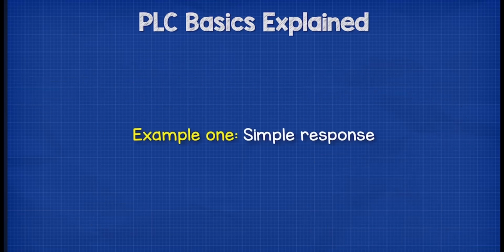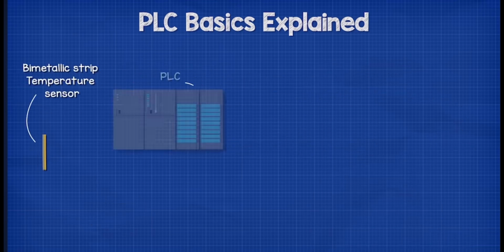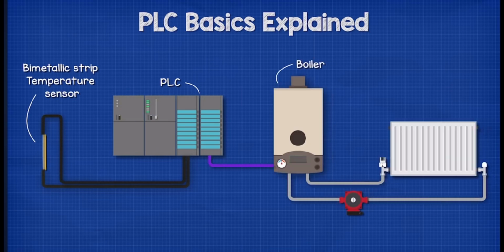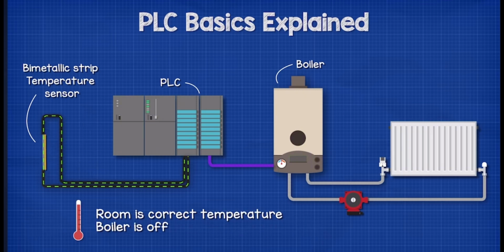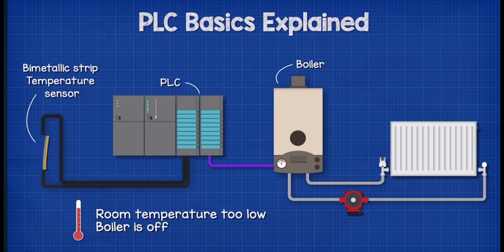Let's see an example of a simple response. We have a bimetallic strip sensor, a PLC, and a boiler. The bimetallic strip bends as it becomes hot and cold. We can use it to detect if the room is at the desired temperature, and from that control the boiler. When the room is at the correct temperature, the circuit is complete and the PLC receives a signal, so the boiler is off. When the room temperature drops, the circuit is no longer complete, and the PLC detects this change on the input. It reacts by sending an output signal to turn the boiler on.